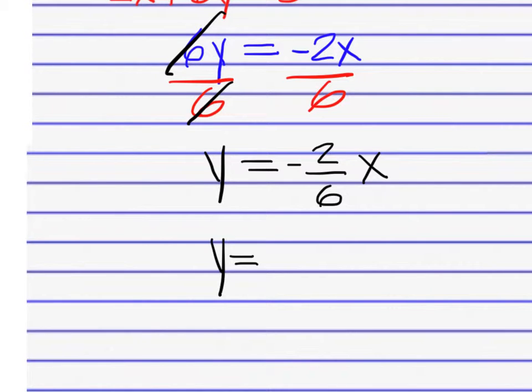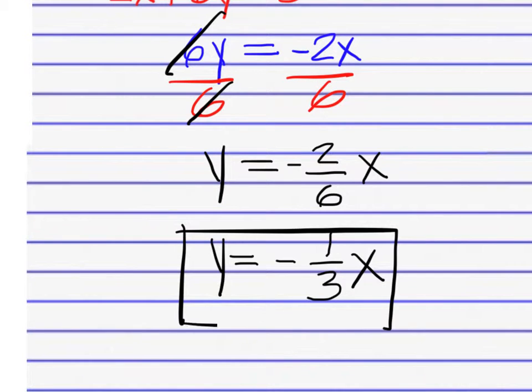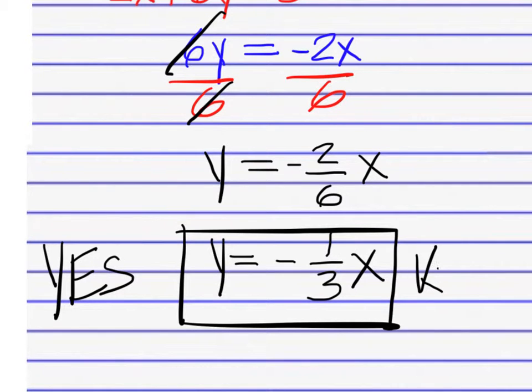Negative 2 over 6 reduces to positive 1/3. Negative 1/3, yes. Is this a direct variation? Yes. What is the constant k? Negative 1/3, yes.